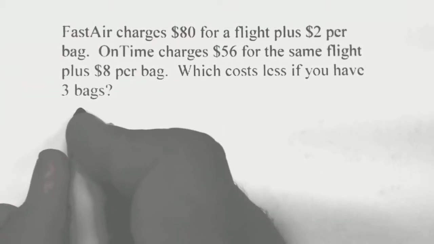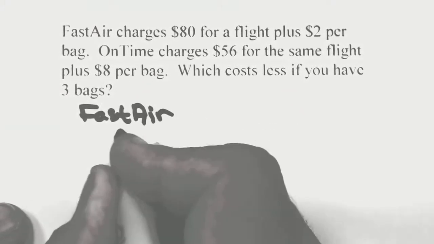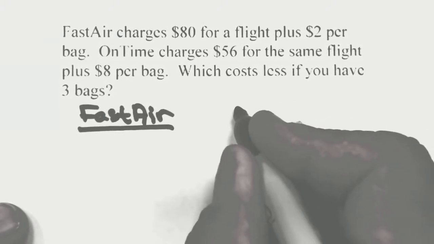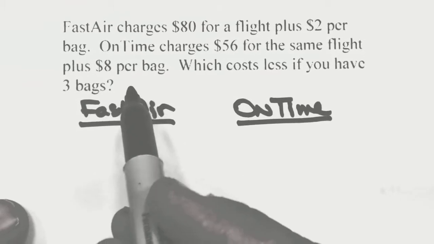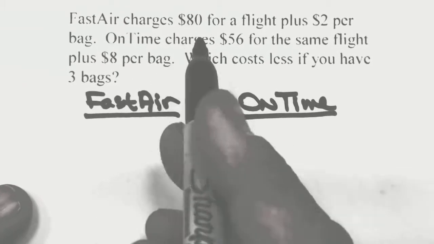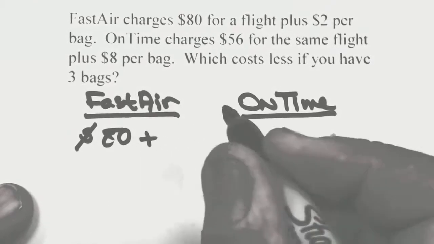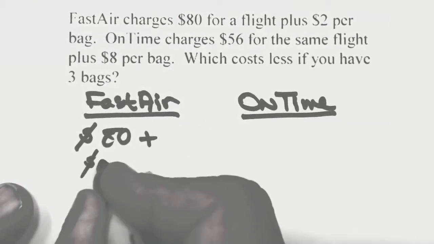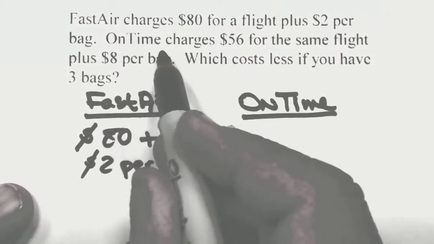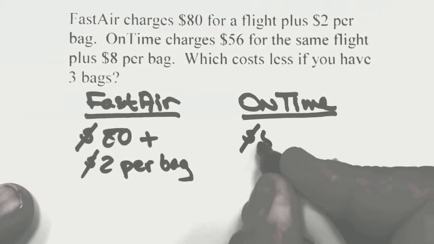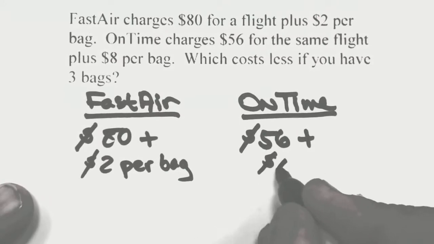Okay, well again, the best thing to do is to just list the costs for both of these. So we got Fast Air and we have On Time. Now, let's go back and get this information out. Fast Air is going to charge us $80 for the flight, plus $2 per bag. On Time charges $56 for the same flight, plus $8 per bag.